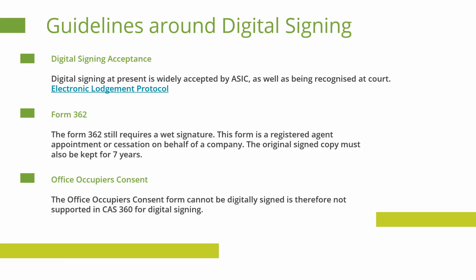Just to note, though, that whilst many of the forms that are prepared in CAS 360 can be digitally signed, the Form 362 still requires a wet ink signature as advised by ASIC. So it is a special condition that applies to agents, and this particular form must be kept for no less than 7 years from the date of signing. And likewise, the office occupier's consent form cannot be digitally signed either, and is therefore not supported in CAS 360 for electronic signing.